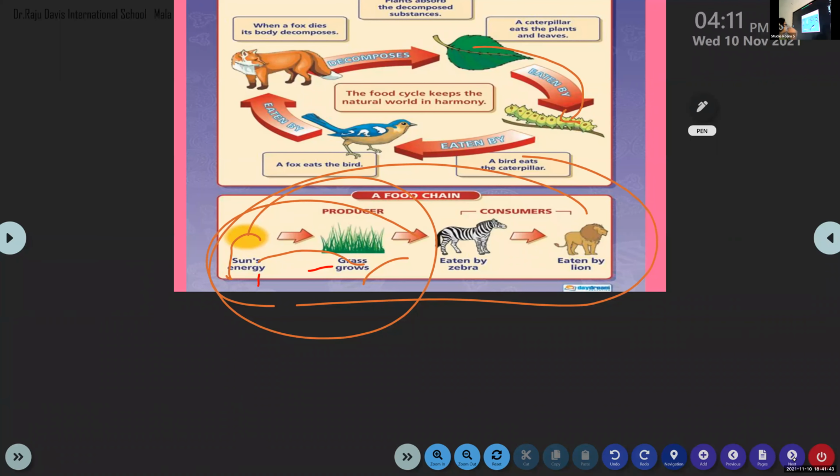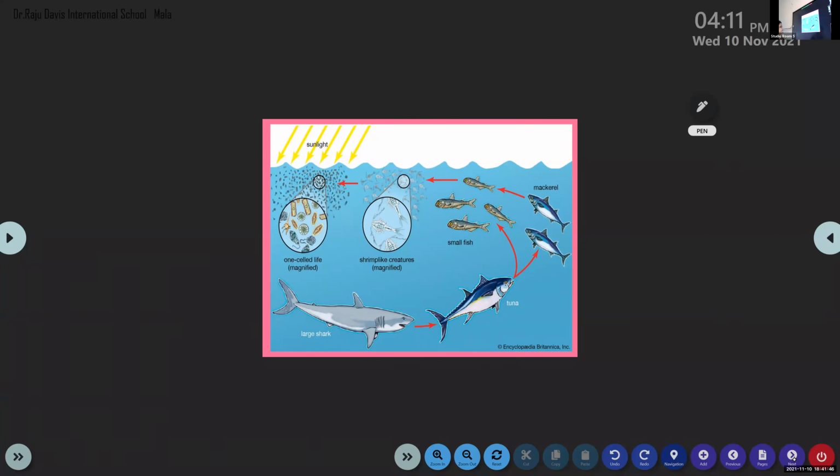Again, I am just showing you so many. Even among fish, there are fishes which will eat the small fish. Do you know? Yes, ma'am. Okay. So with sunlight, microorganisms grow, and they will be eaten by small fish, then the large shark eats tuna. Tuna will eat mackerel. Mackerel is our chala, no? And then they will eat the small fish. After death, they will eat small creatures, and again it will turn into microorganisms.